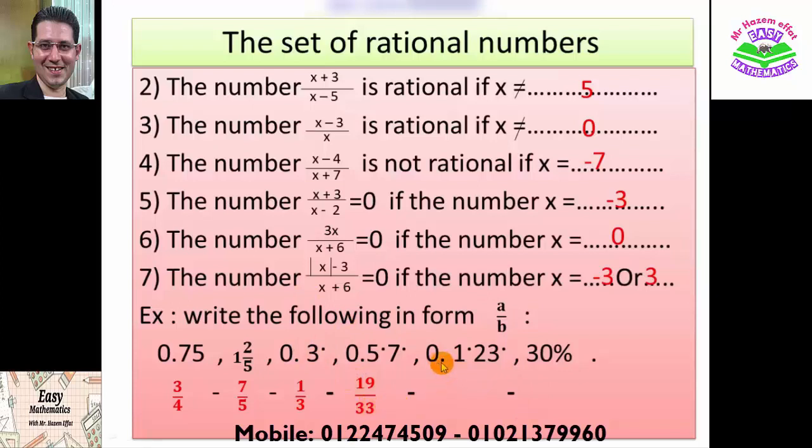And what about 0.123 with a dot? It means we repeat the 3 digits, not only 1 and 3, but we must repeat all of these digits. It means 0.123, 123, 123, and when we see the arrow sign, press equal, it will equal 41 over 333. Finally, 30%, by using your calculator, means 3 over 10.